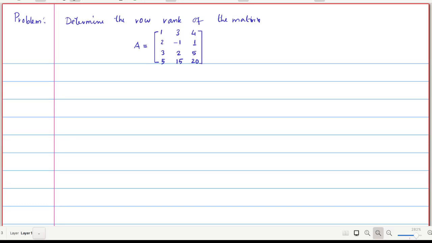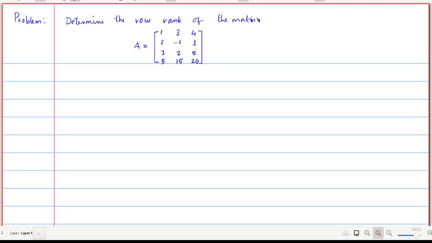Hi all, today we discuss a problem and theorem 3. With that we can conclude section 2.5. In the last class we have discussed two theorems, theorem 1 and theorem 2. In theorem 1 and 2 we have seen that for two equivalent matrices we have the same row space, and the non-zero rows of the row reduced matrix will give the basis for the row space of A.